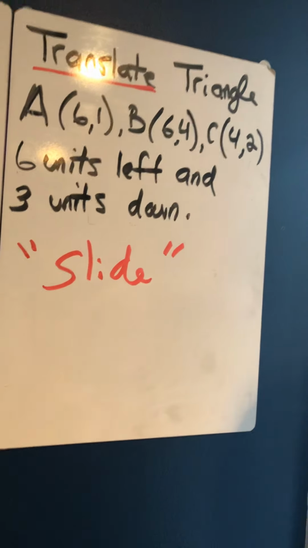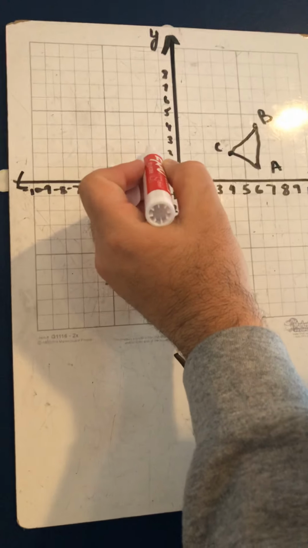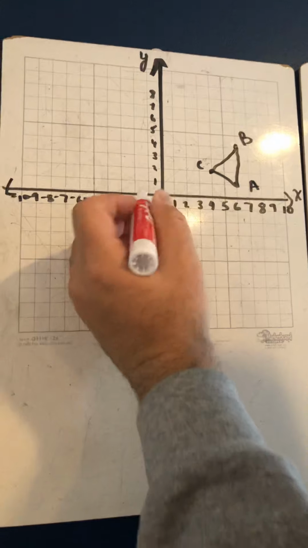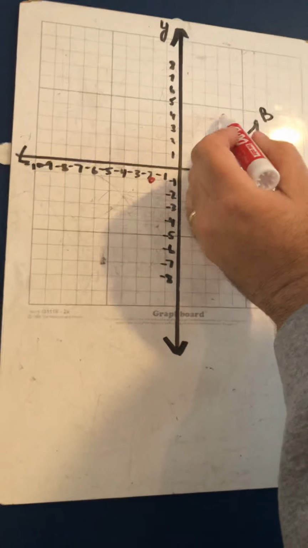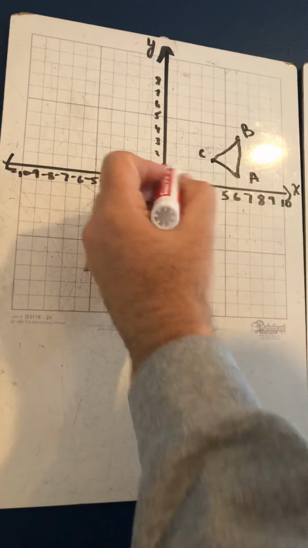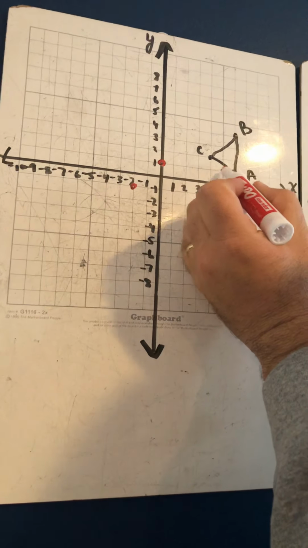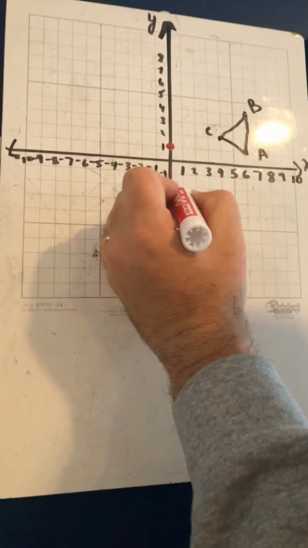One point at a time, you just count. 6 units left, 1, 2, 3, 4, 5, 6. Then 3 units down, 1, 2, 3. And then so on for the other points: 1, 2, 3, 4, 5, 6, then 1, 2, 3, and finally 1, 2, 3, 4, 5, 6, then 1, 2, 3.